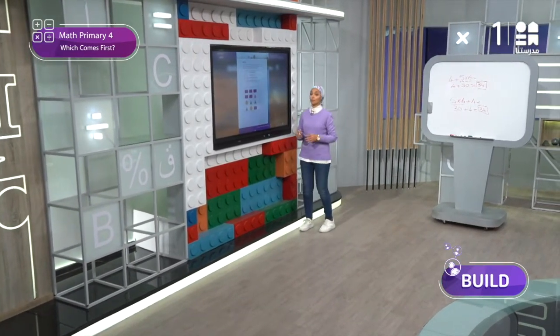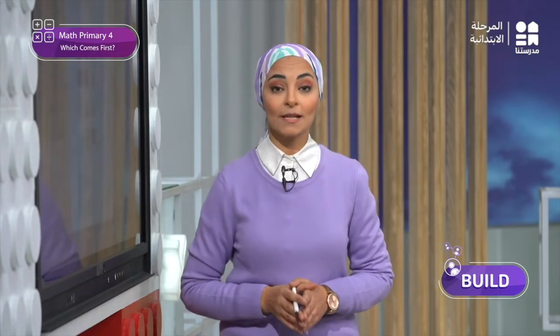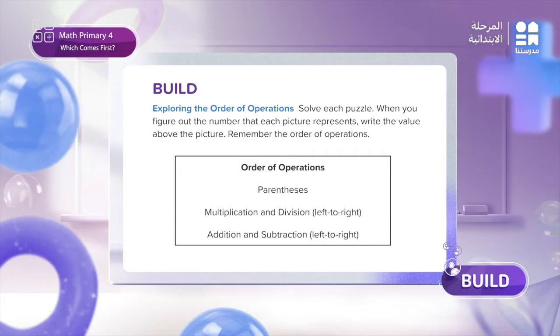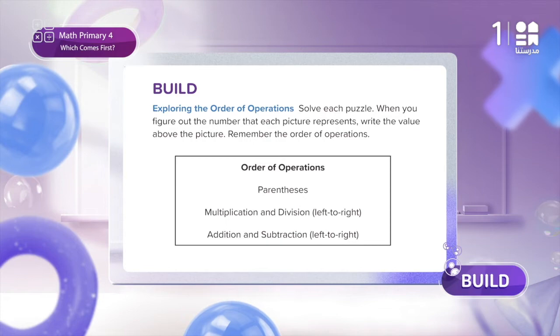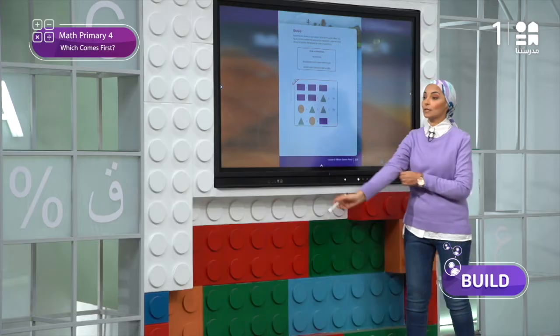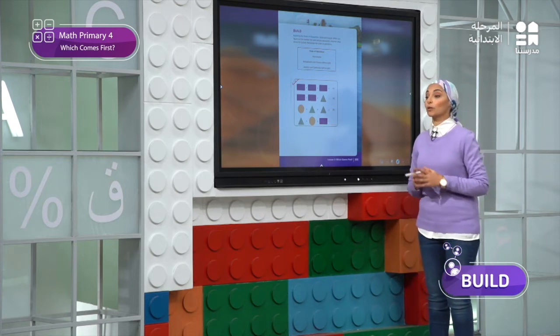And here in the build part, we have pictures. Each picture has a puzzle that represents an equation with shapes. Each shape represents a number. So we need to find the value of the shape. In the first puzzle, in the box shown here, this is the first puzzle. We need to find the number that each rectangle, triangle, and circle represents.